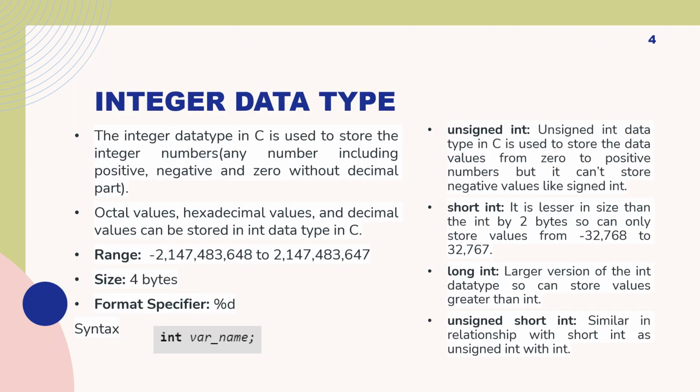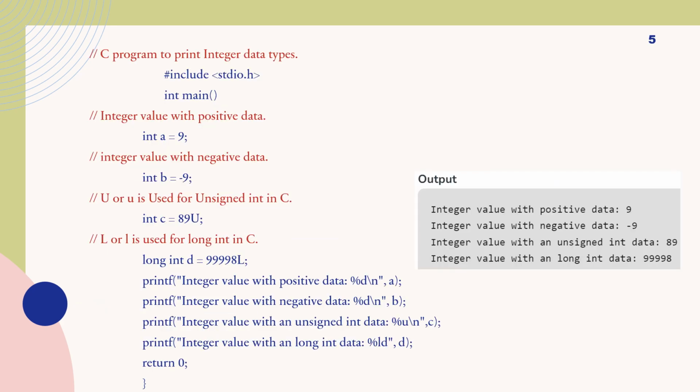So let us go on with an example of each data type. As you know, the integer data type is used to store positive, negative, or zero values without decimals. And usually the size of an integer data type will be 4 bytes, and the syntax of integer data type is int variable name. So here you can see an example of how this integer data type works.